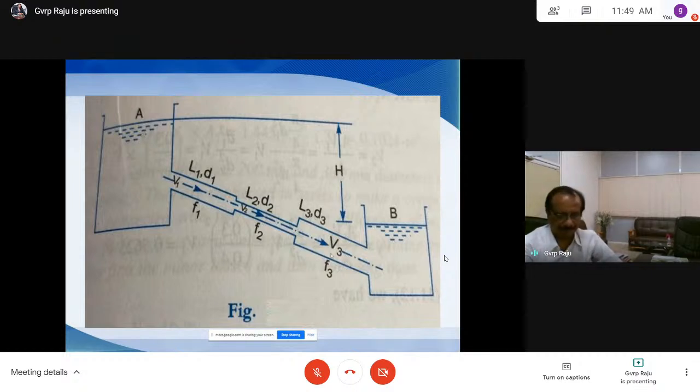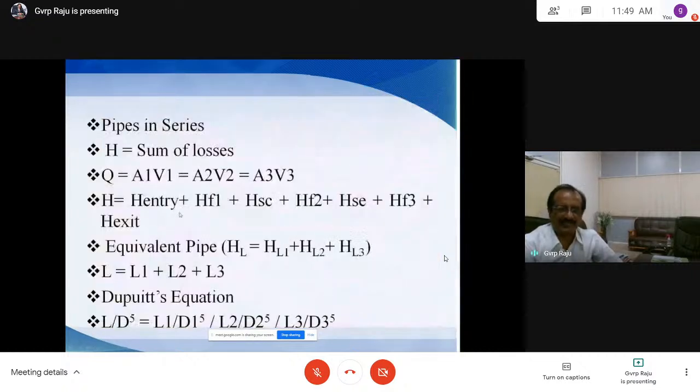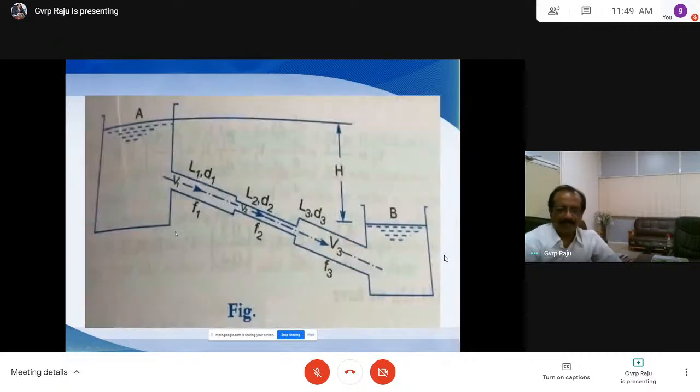And again friction loss here, friction loss for the pipe 3, and exit loss. These are the losses here: entrance loss, friction loss for the pipe 1, head loss due to sudden contraction, friction loss for the pipe 2, head loss due to sudden enlargement, friction loss for the pipe 3 and exit loss. So the head loss for the pipe 3, HF3, is equal to f L3 V3 square by 2g D3.